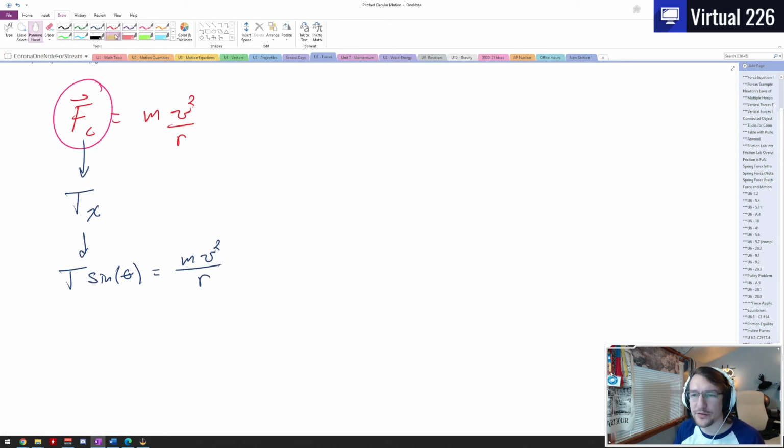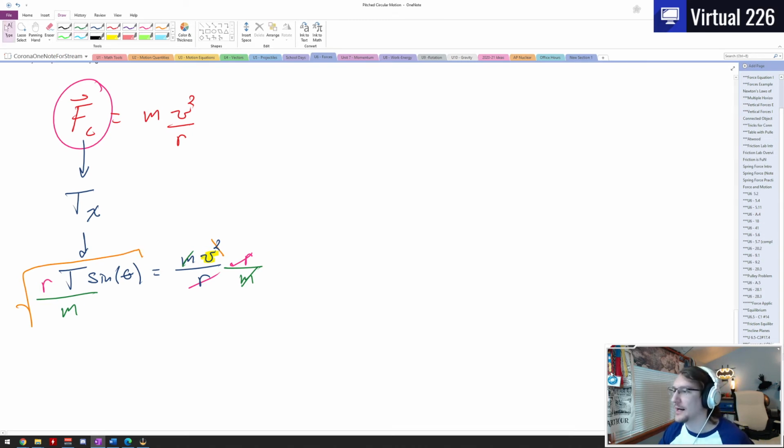Now let's just solve this for v first, and then we'll put in some numbers, to make life a little bit easier. We're going to multiply by r so that these r's go away. We get an r over here. And then we're going to have to divide by the mass, so the mass goes away. We get a mass over here in the denominator. And then if I want to get rid of the square, I need to take the square root of this entire term. So we find that our velocity is equal to the square root of this entire quantity of the radius multiplied by the tension multiplied by the sine of the angle divided by the mass.